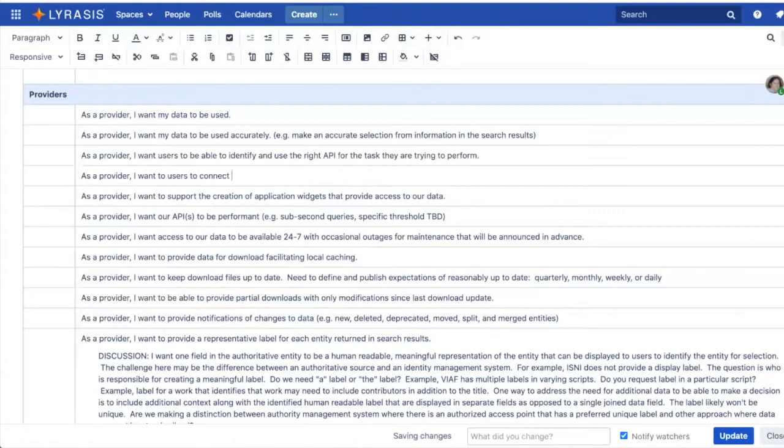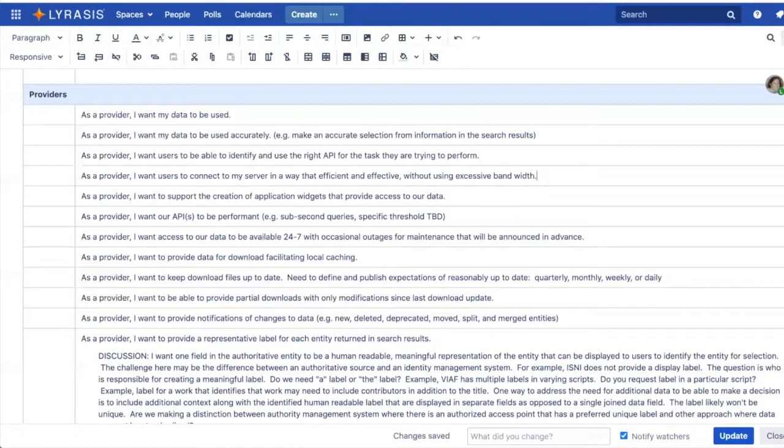So would it be, I want users to connect to my server in a way that is efficient? Yes, and without creating crashes or noise. I don't know how. Excessive bandwidth, maybe? Yes, exactly.